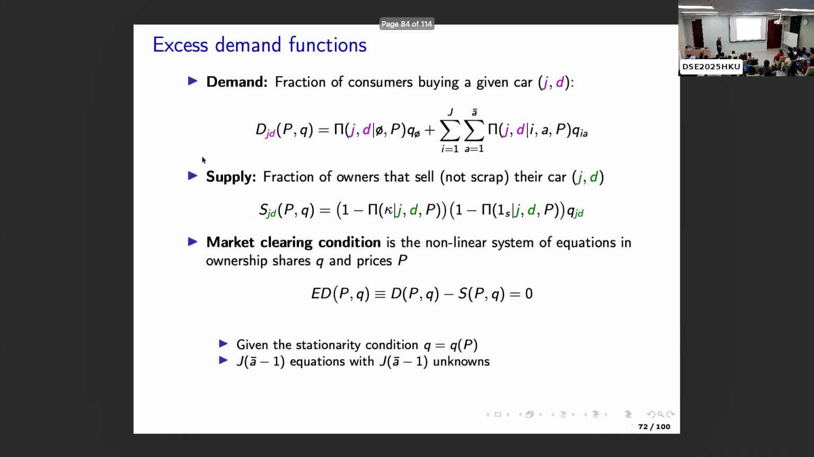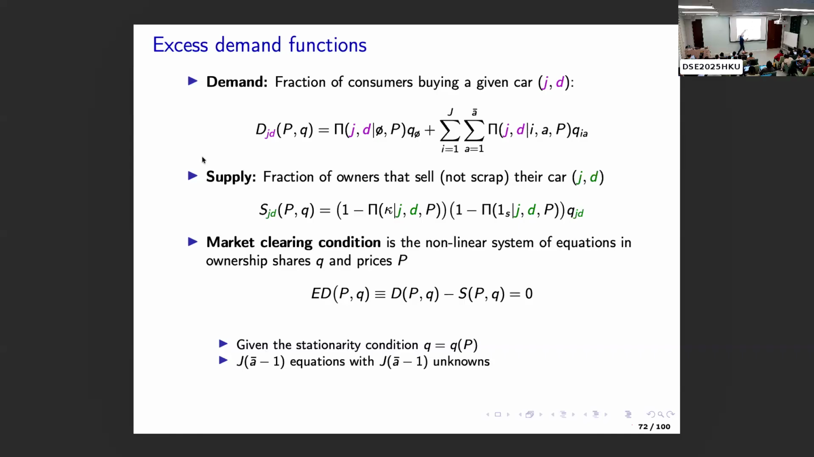So we can calculate that, and once we have that, we know the Qs, and then we can calculate supply and demand for cars. Here's the demand for vehicles of type J and H-D. Well, what is that? This is the conditional choice probability. This is the probability that you're buying that, given that you're, for example, in a no-car state.